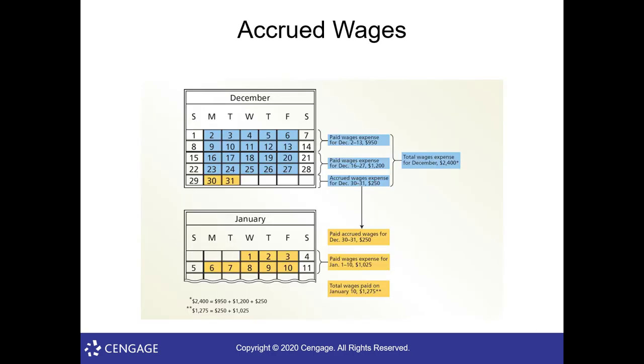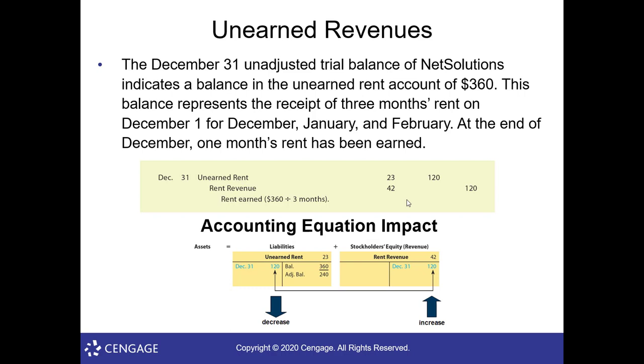So here's just a depiction of it. So we had Monday and Tuesday that fell into December, but it was in a January pay period. Okay, so splitting it between. So we got 3 months worth of rent back on December 1st, of $360, and now December has gone by, so we've now earned that December rent. So we're going to reduce the liability by the $120 and take rent revenue for that same amount.